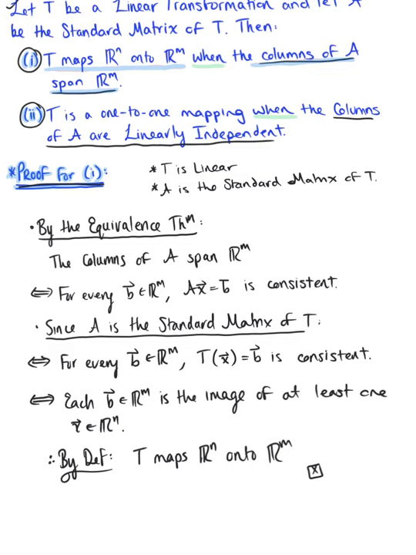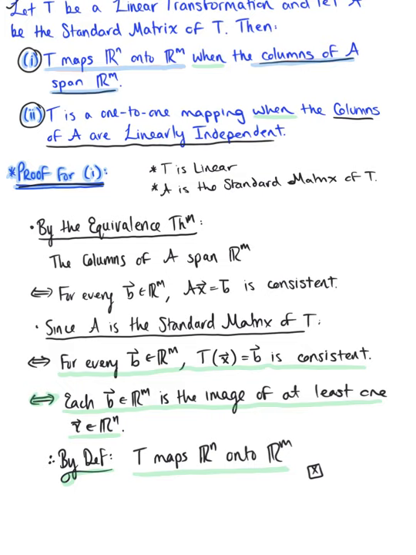So what we could do is start from the bottom and work our way back to the top. We can say that, since let's assume that T maps Rn onto Rm, then by definition, this is telling us that each vector b in Rm is the image of at least one vector x in the domain Rn, which we know is logically equivalent to saying that for every vector b in the codomain Rm, the image of vector x under the action of T equals vector b is consistent.